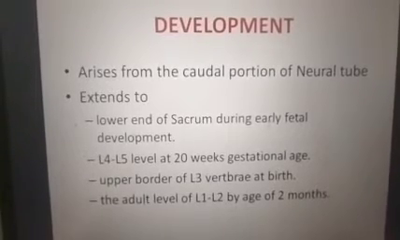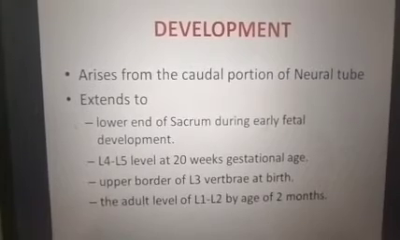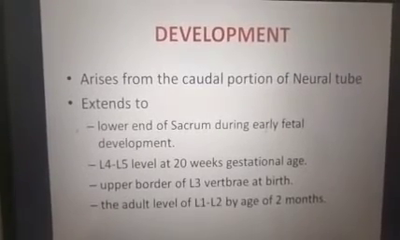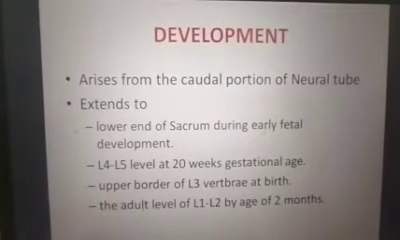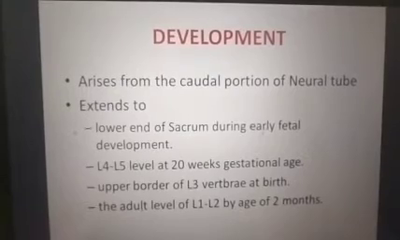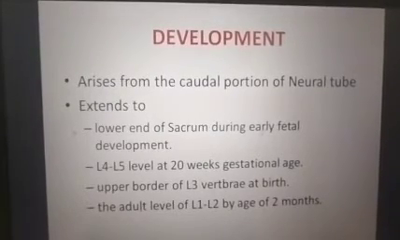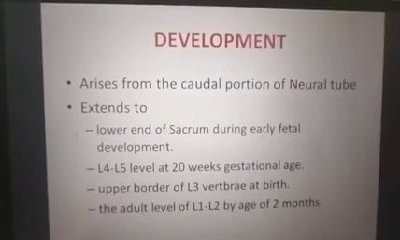At the time of birth it will reach up to the upper border of L3 vertebra, and as it becomes adult, or by the age of 2 months, the spinal cord reaches its final position, ending at the lower border of L1 or upper crest of L2.